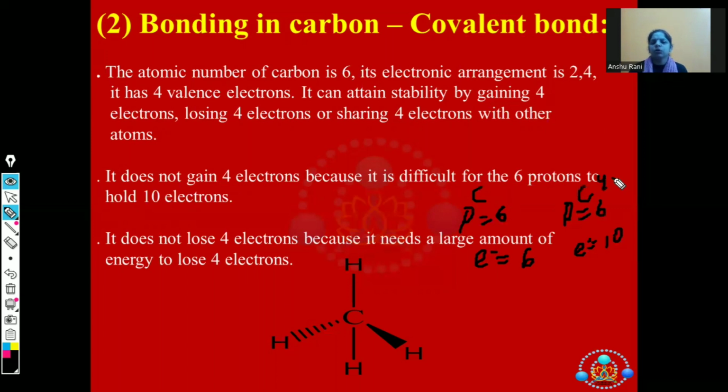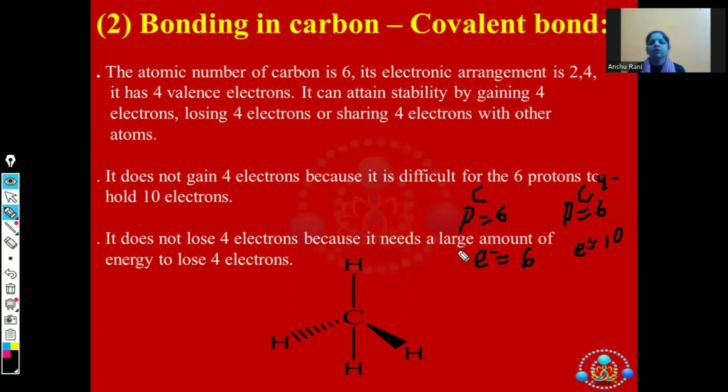If carbon wants to gain 4 electrons, what will happen? The second shell will now have 8 electrons, and the nucleus with 6 protons has to hold 10 electrons. Then the force of attraction with the nucleus will be very less. When attraction is less, repulsion comes into play. There would be repulsion, and because of repulsion it will become unstable. So the nucleus with 6 protons can't hold 10 electrons. That means it will be an unstable structure, so carbon will not gain 4 electrons.